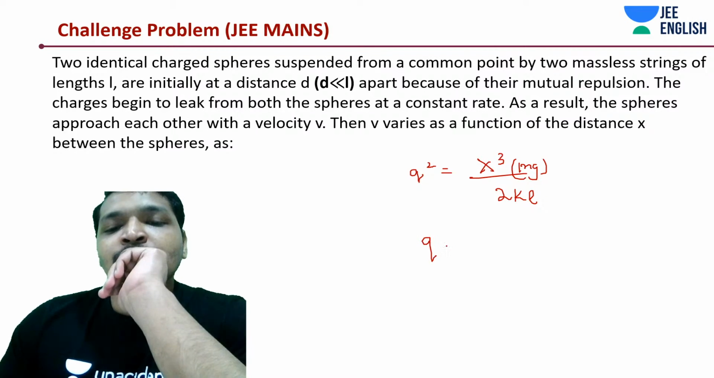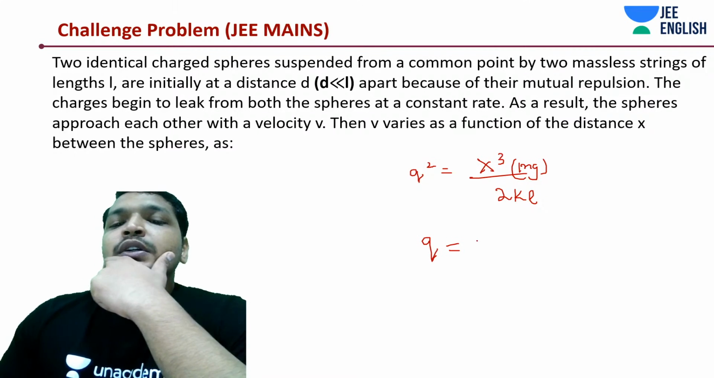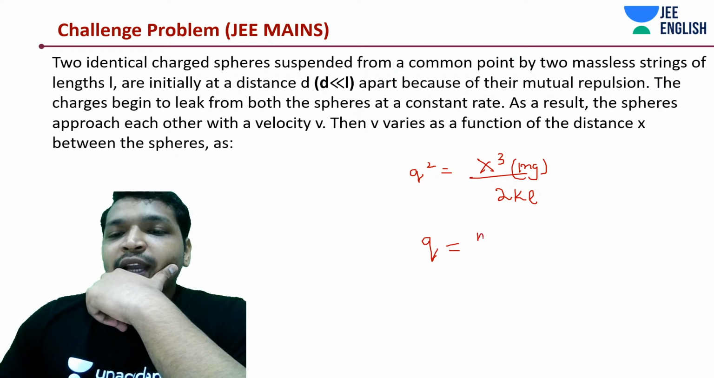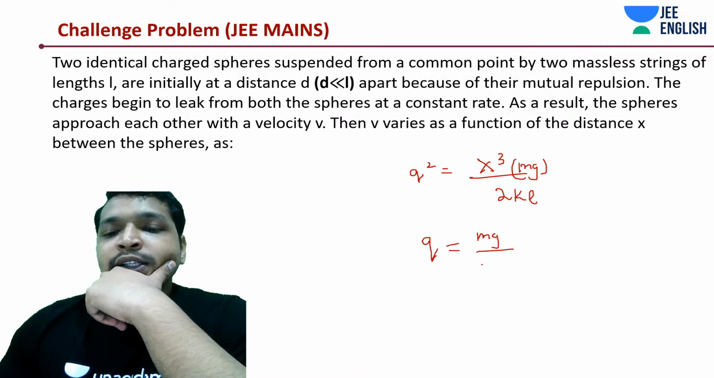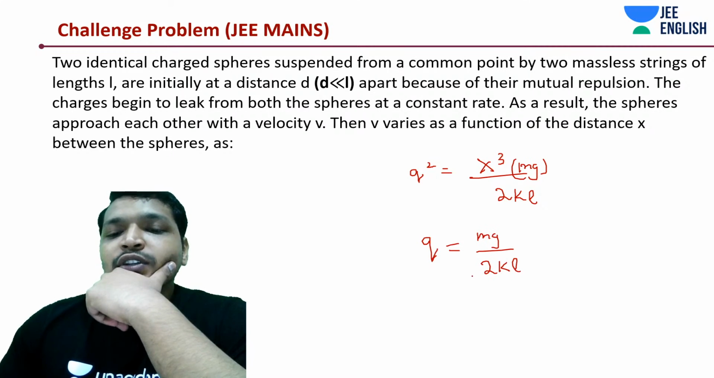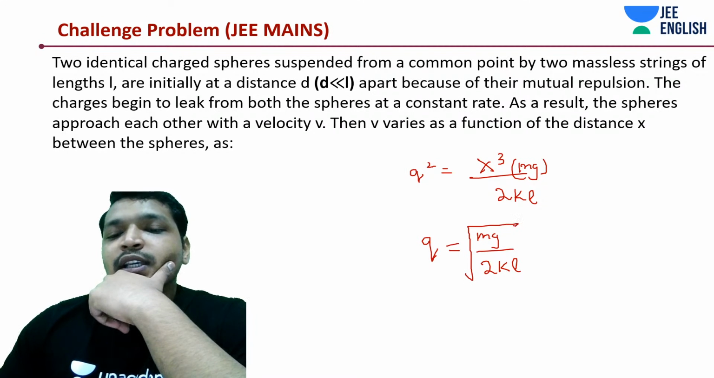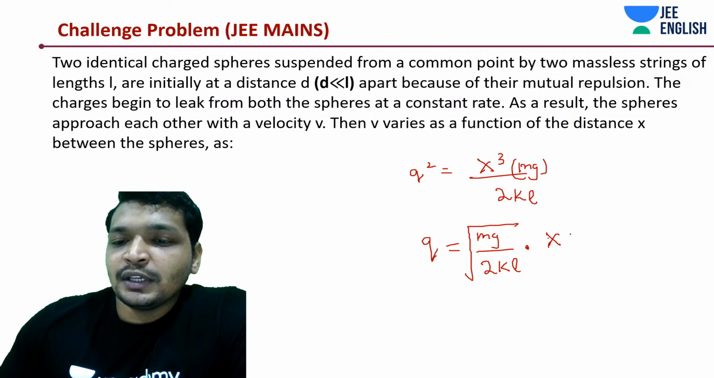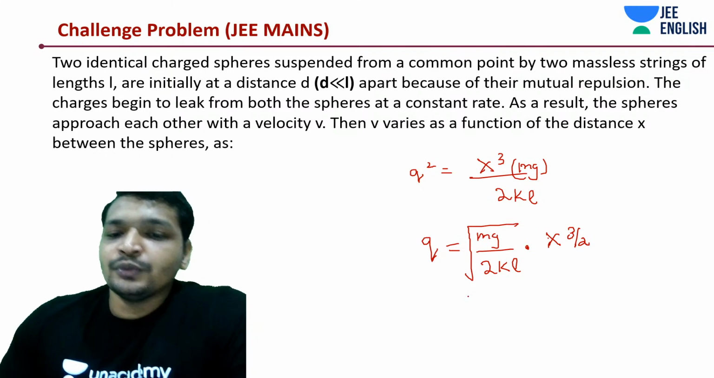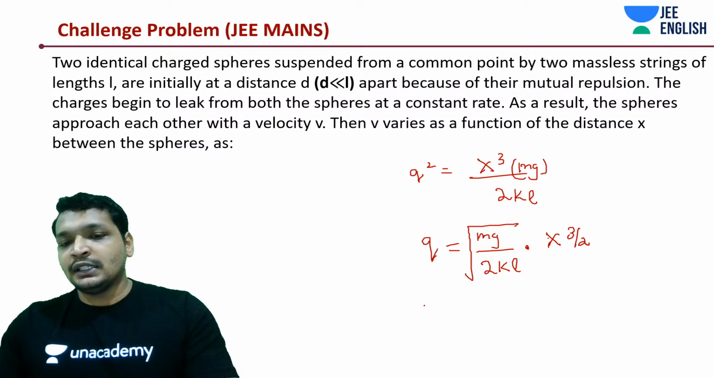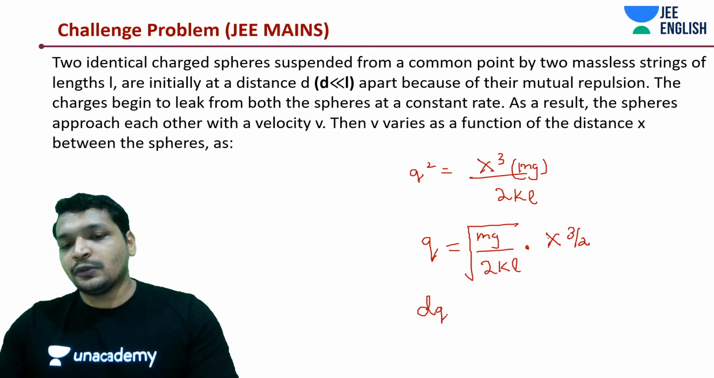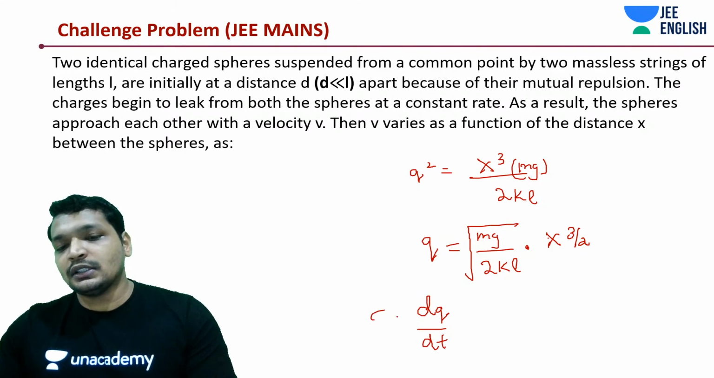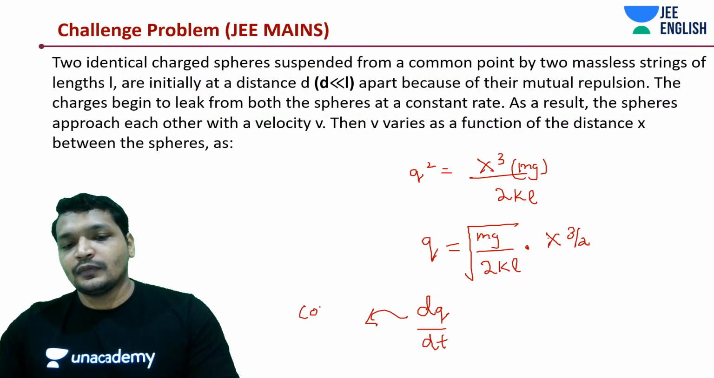Now q, how much is q? Q is under root of this, which is going to be mg by 2kl. This is not spring constant kl, but just k, Coulomb's constant k. And this is going to be x to the power 3 by 2. dq by dt is what you would take, right? Because dq by dt is constant. This thing is constant.